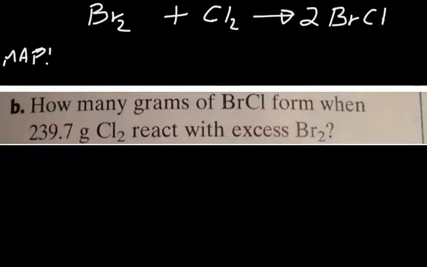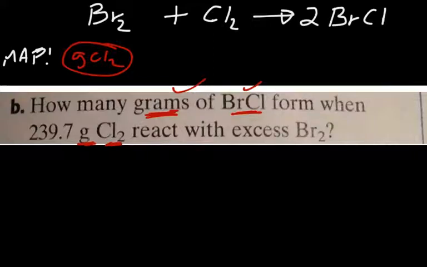This question is asking us to find grams of BrCl when you're given a certain number of grams of Cl2. So they're asking to find grams of a substance given grams of a totally different substance. So what we're first going to do before we start calculations is map it out. We are given grams of Cl2.